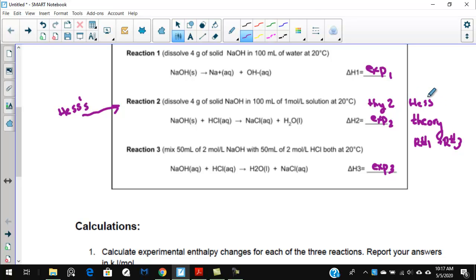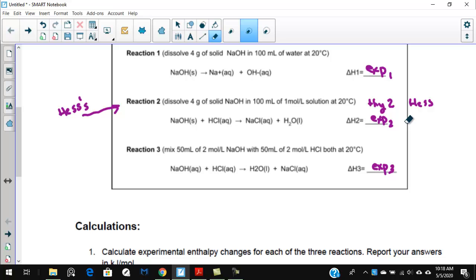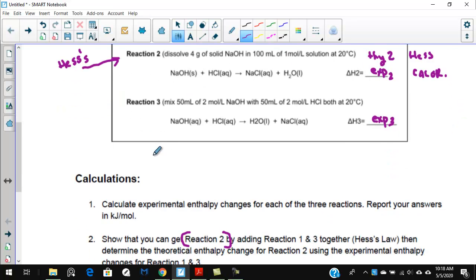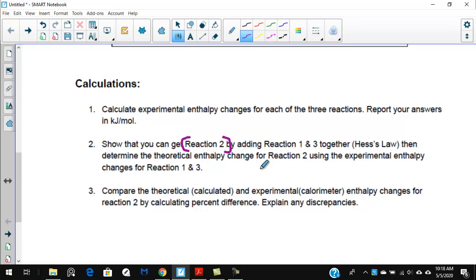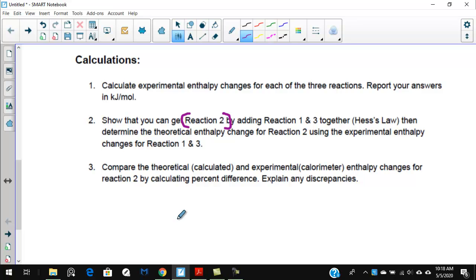Okay, so you're going to have a Hess's law number as well as an experimental number that we're going to find by calorimetry. So for reaction number 2, you're going to get the enthalpy twice. And then our job, in the final part of the calculations, is to just do a comparison of the calorimetry number, we'll call that the experimental number, with the theoretical number that you calculated. And I want you to get a percent difference and just talk about what might have caused any discrepancy.